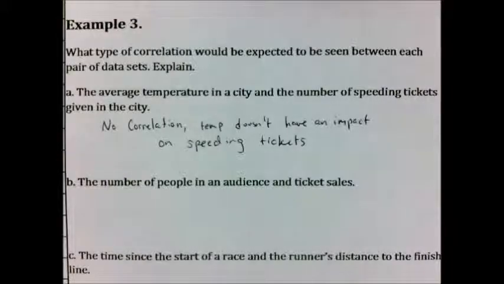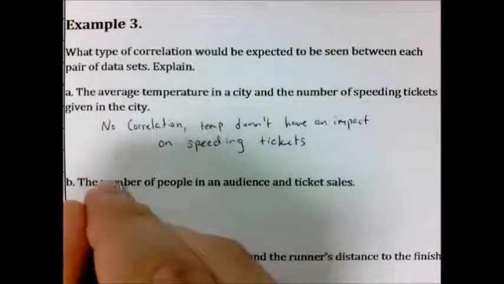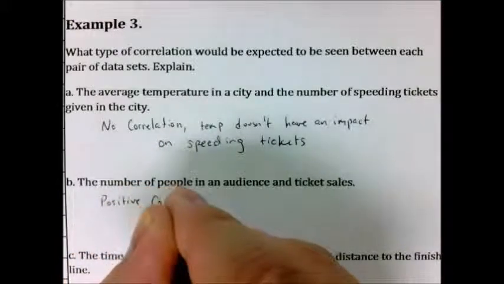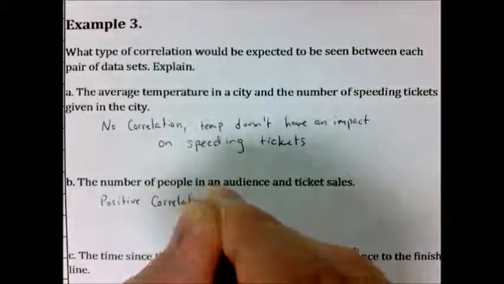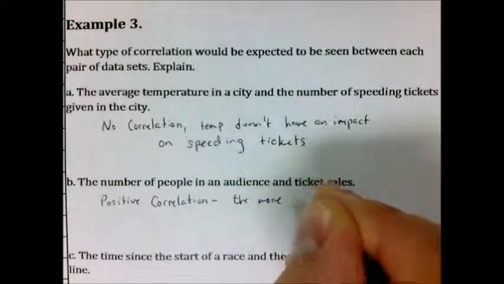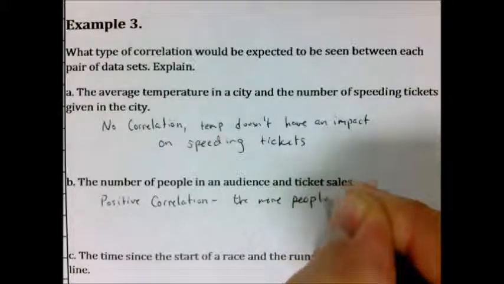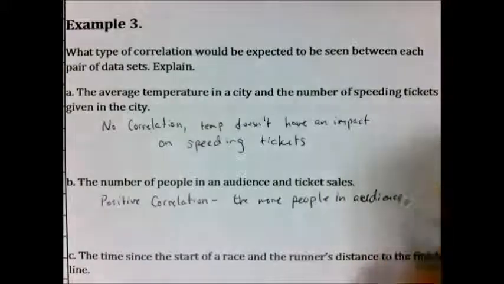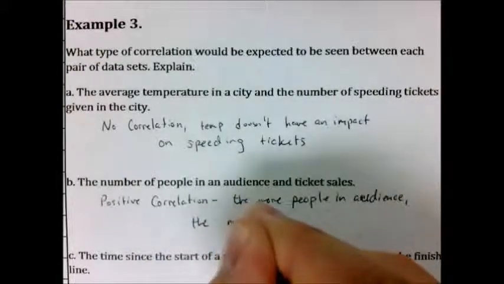The second one, it says the number of people in an audience and ticket sales. Well, the more people in an audience, the more ticket sales there would be. And so we can see that because of this, this would be considered a positive correlation. And to explain that, the more people in an audience, the more tickets were sold.